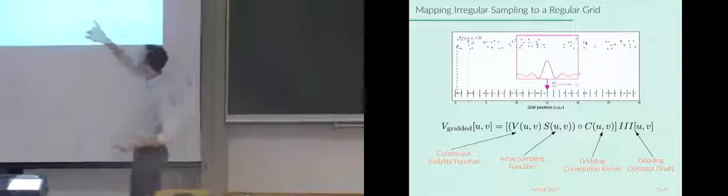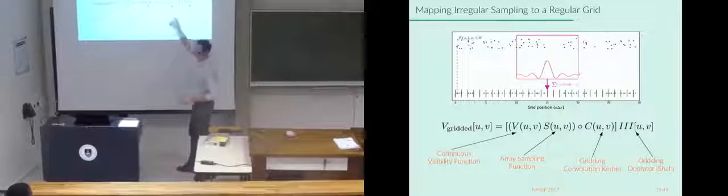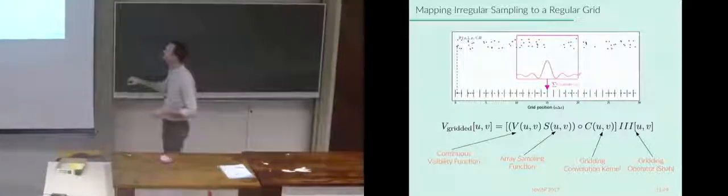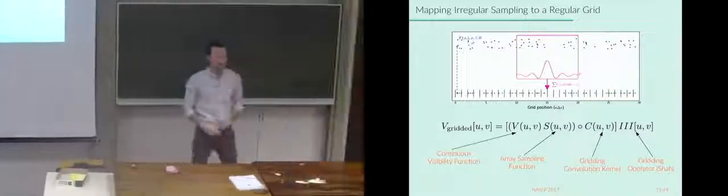So what you do is you convolve your continuous visibility function with the sinc function to distribute that power out in some way that makes sense, and then you need this gridding operator to then sample it at a regular interval.